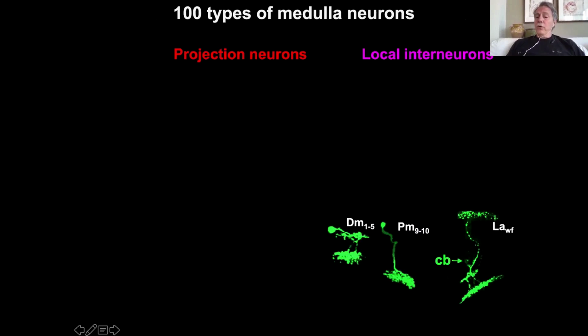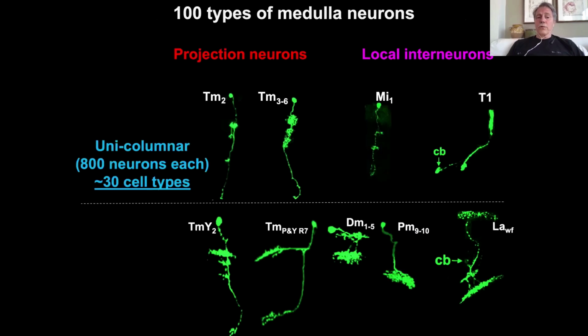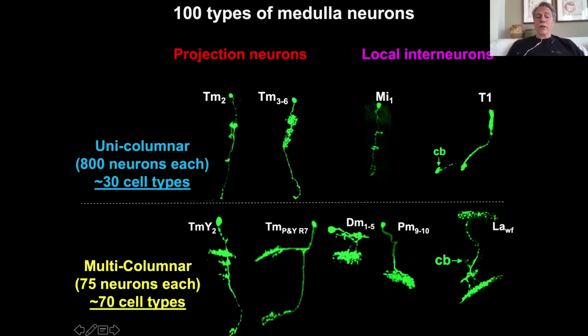You have first local neurons, which are neurons that remain in the context of the medulla, as compared to projection neurons that collect information from the medulla and then go to higher processing centers. But more importantly, what I want to tell you today is that you have two types of neurons that I just described to you. Those unicolumnar neurons, either projection or local, have basically one per column, which means you have about 800 each, and about 30 cell types of this type. And then you have the multicolumnar neurons, which are fewer. There are fewer of each cell type, but there are many more cell types, about 70. And those are going to be important for processing information, comparing different pixels in the visual field.